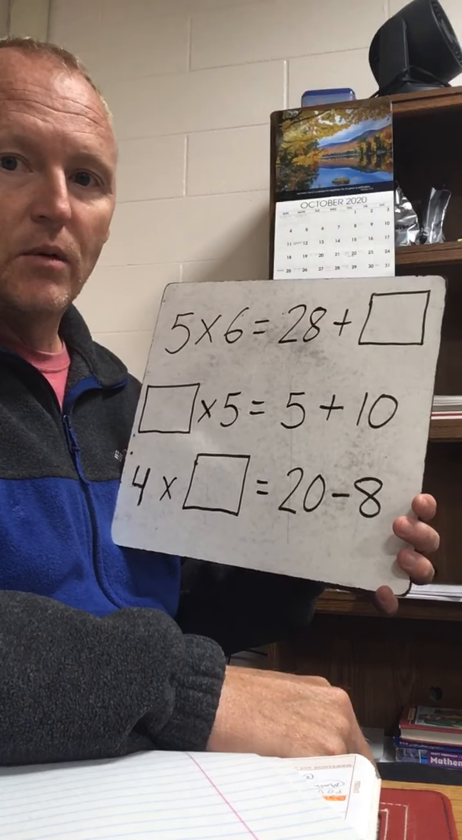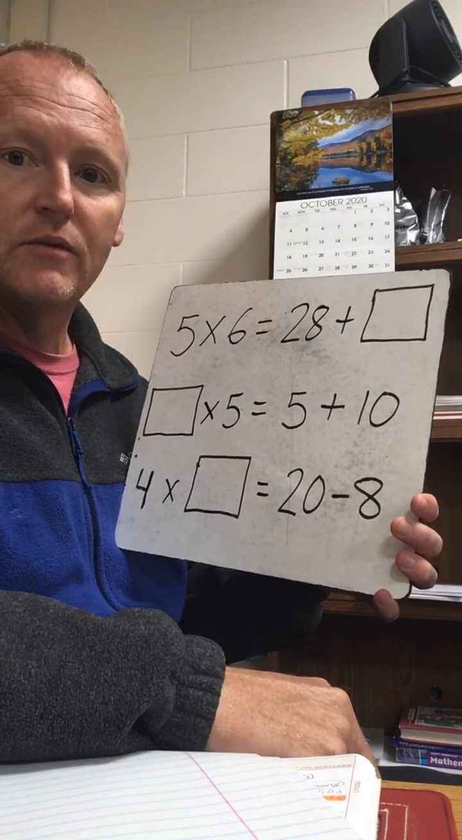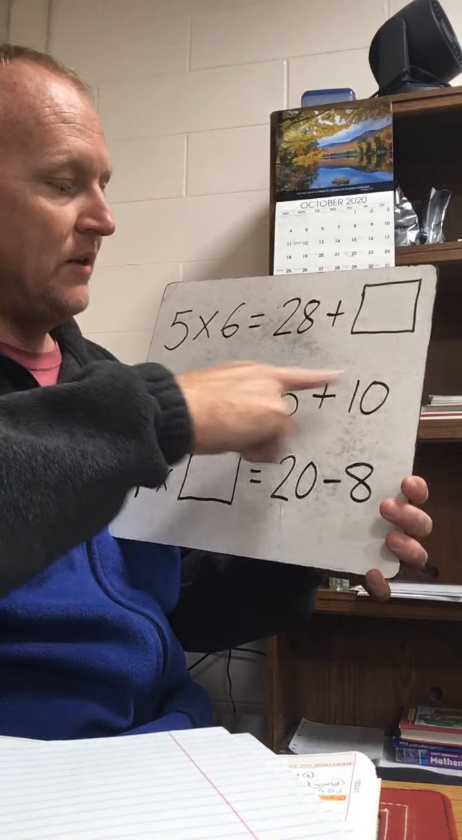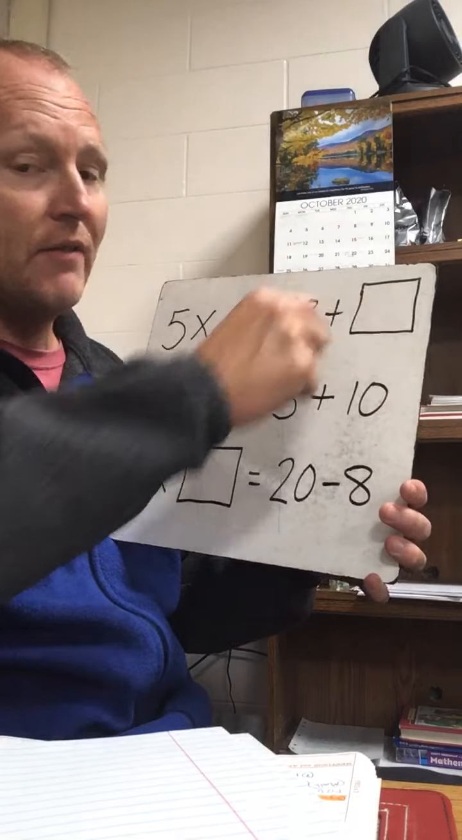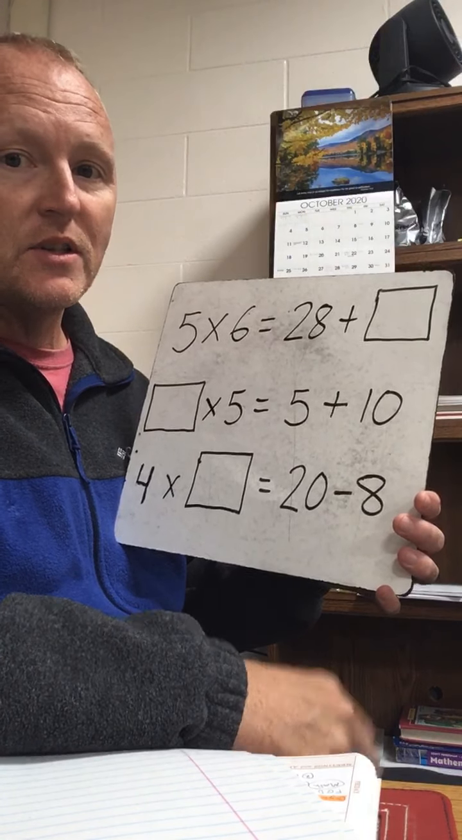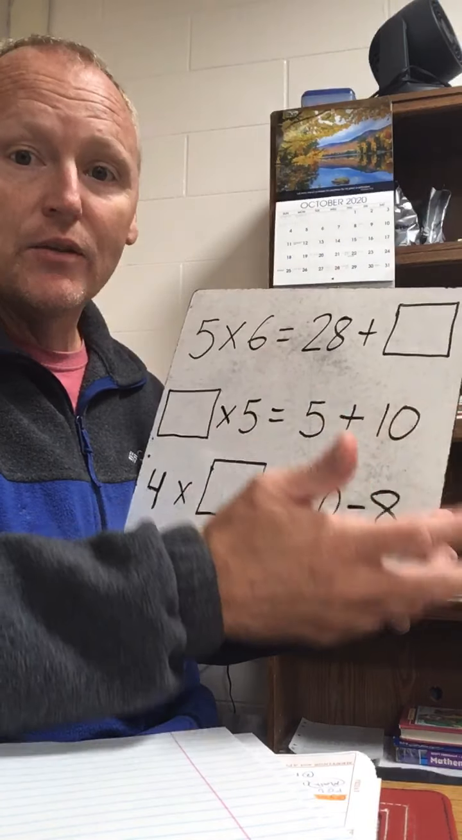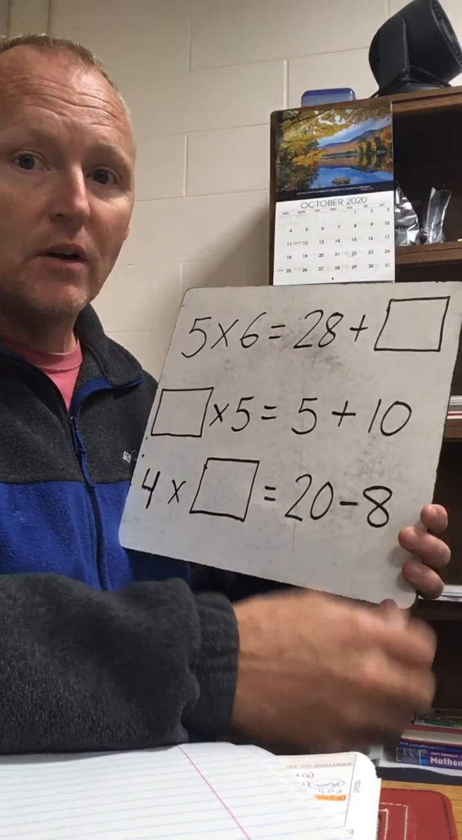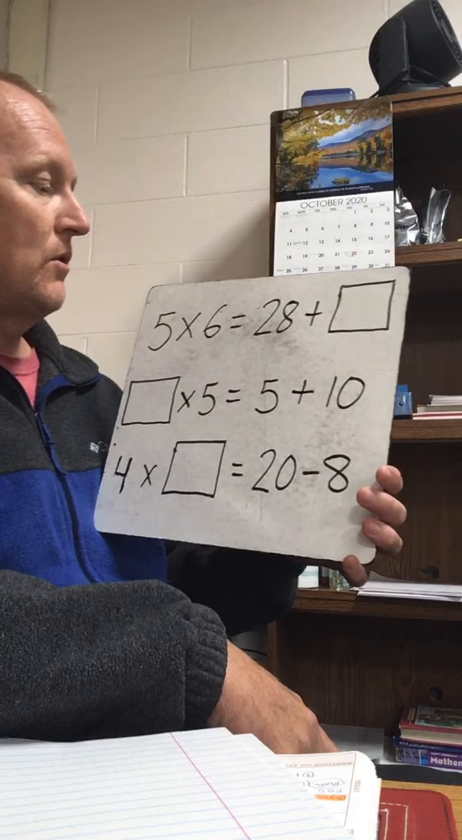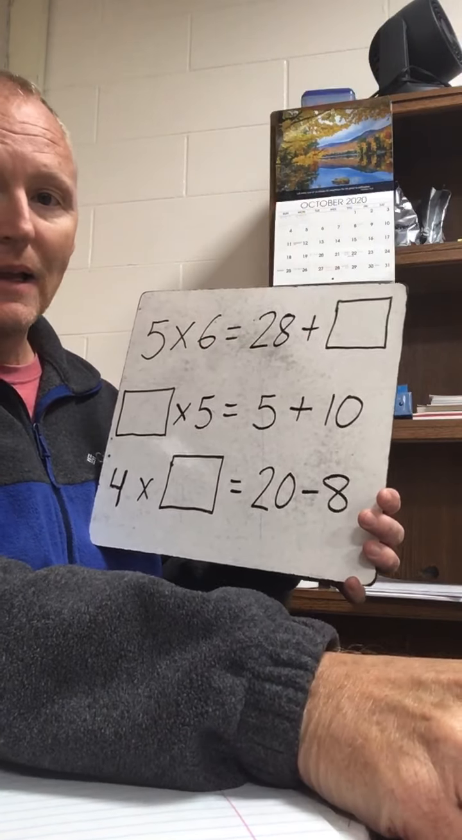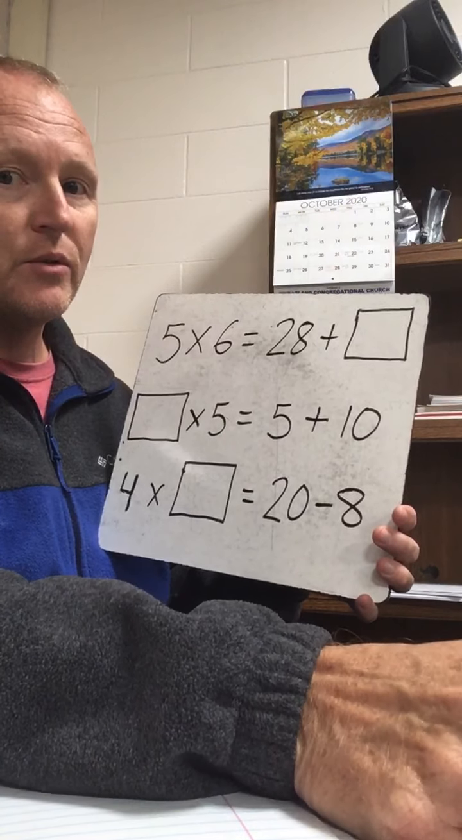Okay, so today we're going to have lesson 2 of changing a number sentence into an equation. As of now, these are all number sentences. They have a variable. A variable is something that is used for the thing that you don't know. That's what we call the variable. So the first one we have is 5 times 6 equals 28 plus blank. That's the variable that we're using.